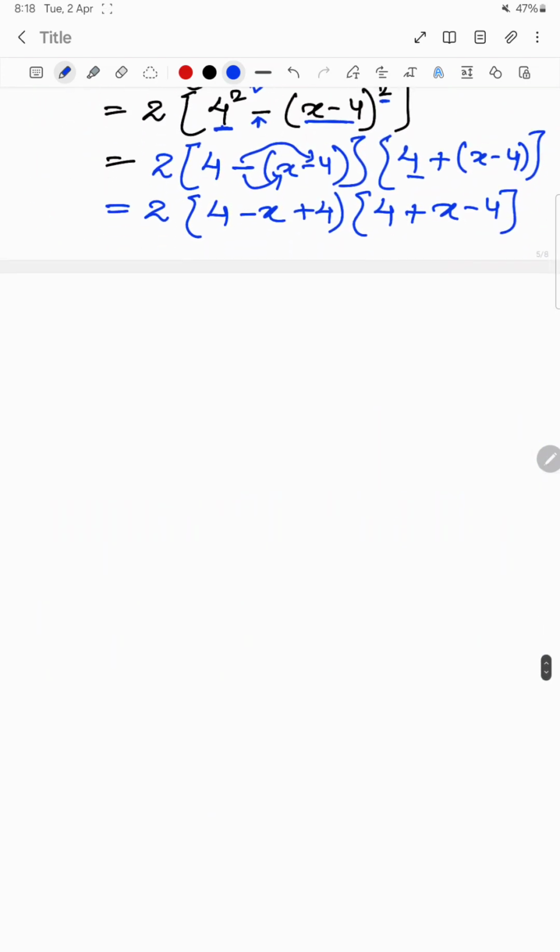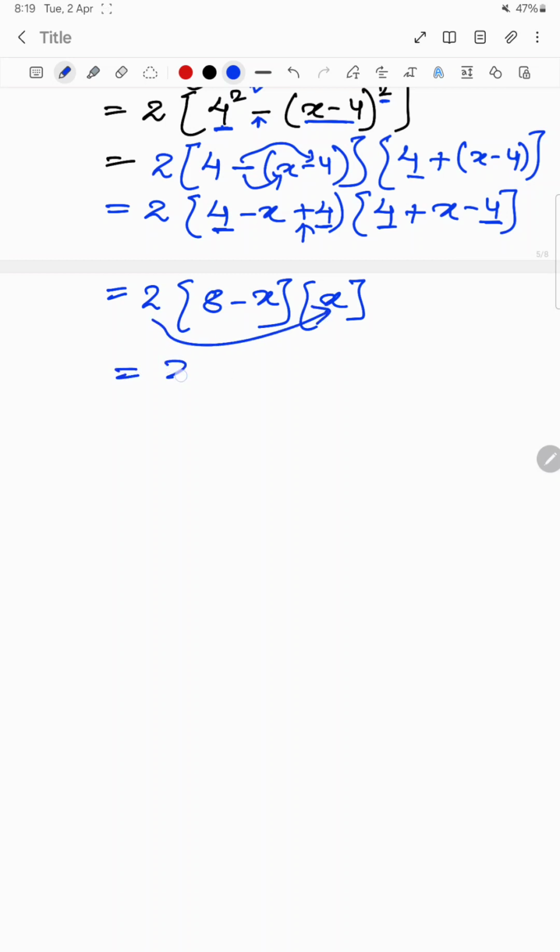All right, so now when you solve further, you get 2. Here 4 and 4 and there is plus, so 4 plus 4 is 8. So 8 minus x, into 4 minus 4 is 0, so I'm left here with x. So now let's remove the bracket. 2 into x will give me 2x, and within bracket I have x minus 8. This is the solution for question number 5.2. All right, now let's see question number 6.